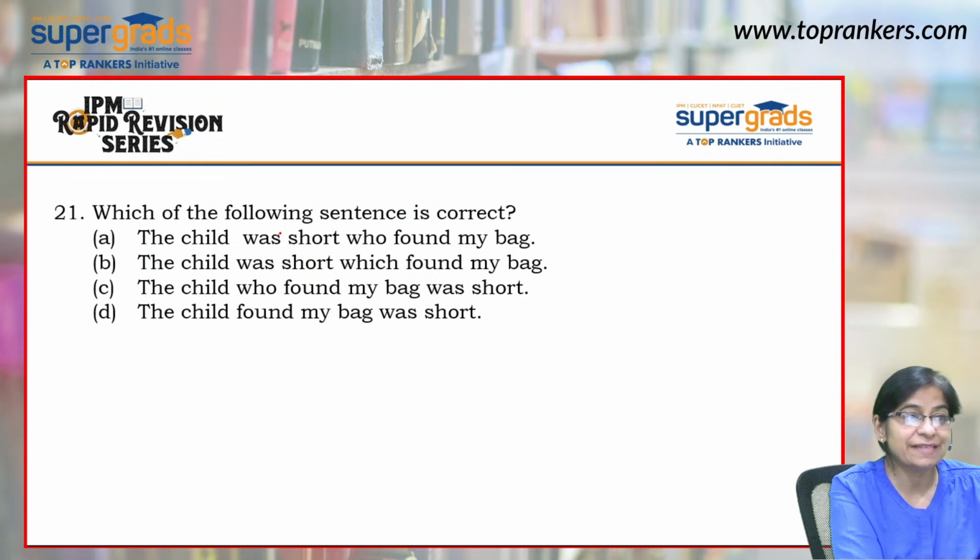Which of the following sentences is correct? The child was shot who found my bag. The child was shot which found my bag. Yes, that's right, Namita. The child who found my bag was shot, or the child found my bag was shot. Very good. Great going, people. Now the next one. Try this one and give me the answer.